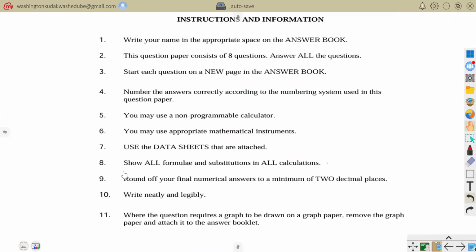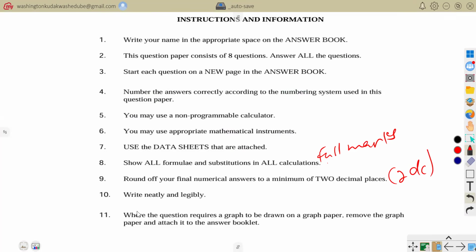Pay particular attention to instruction number 8: show all formulae and substitutions in all calculations. So for you to get full marks, you were supposed to show all formulas and the substitution therefore. And then you are supposed to round off your numerical answers to a minimum of 2 decimal places.